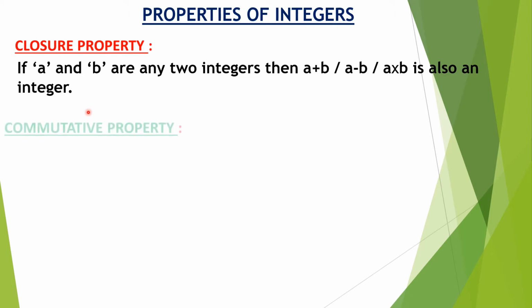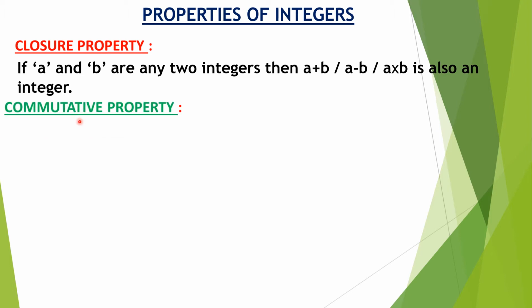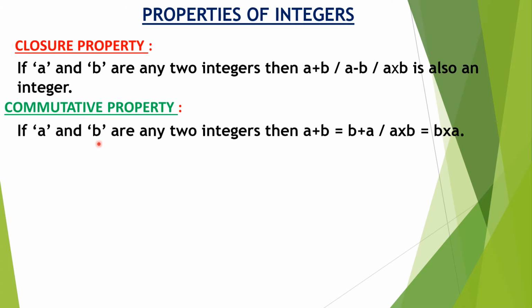Okay, now let us see the commutative property. What does the commutative property say? If A and B are any two integers, then A plus B equals B plus A, or A into B equals B into A. So this property is called the commutative property. This commutative property is satisfied under addition and under multiplication. It is not satisfied under subtraction and division.